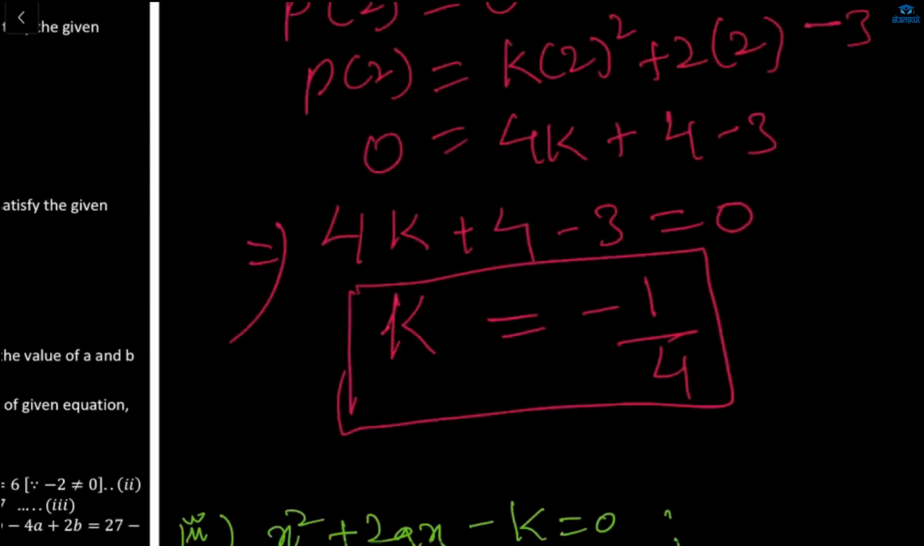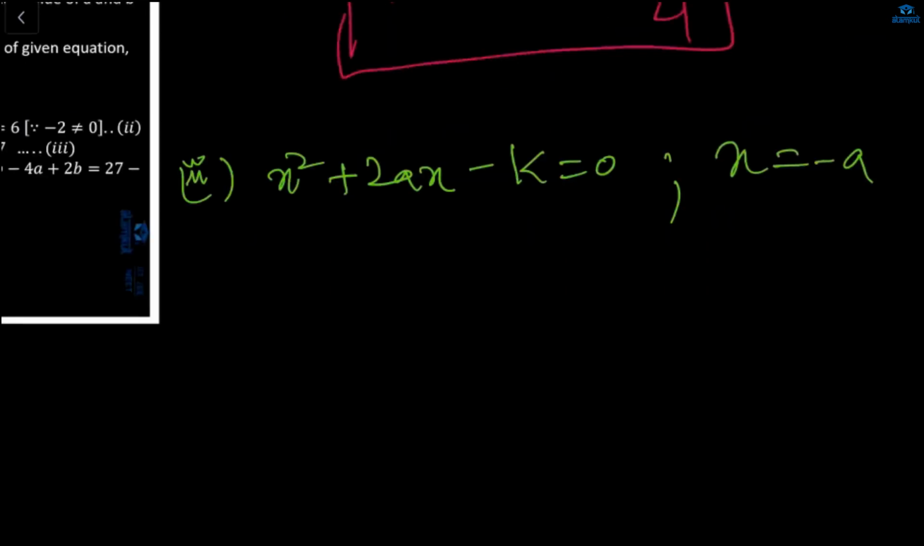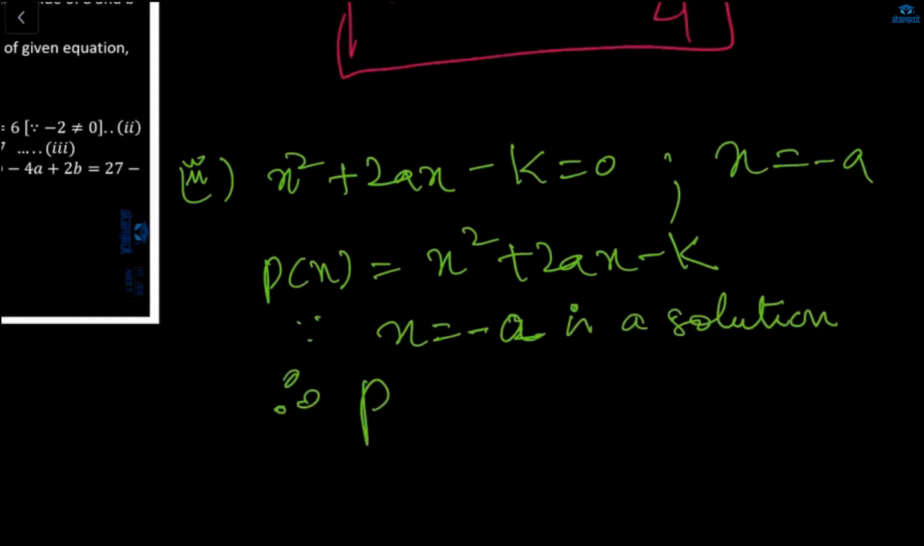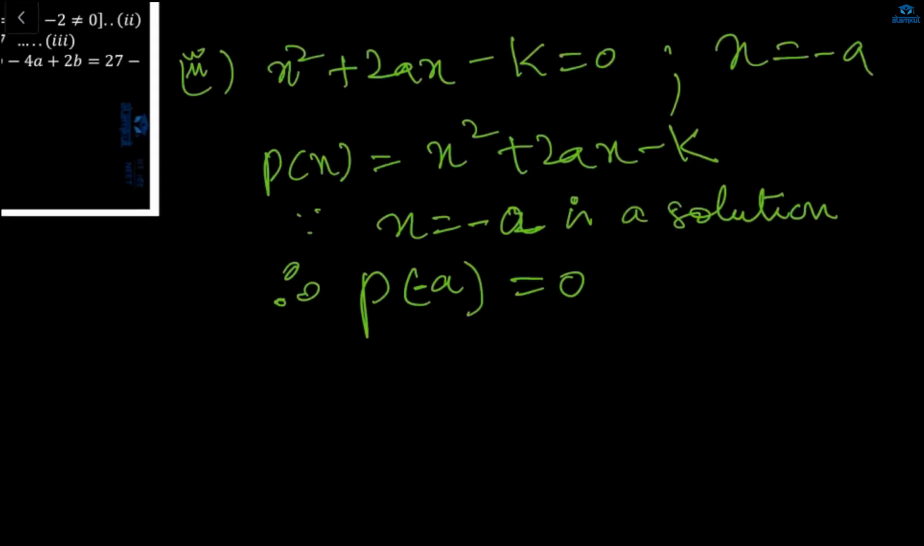x is equal to minus x. Okay, now p(x) is equal to x square plus 2x minus k. Since x is equal to minus a is a solution, therefore p(minus a) is equal to 0. Okay, so you are going to do the same thing.